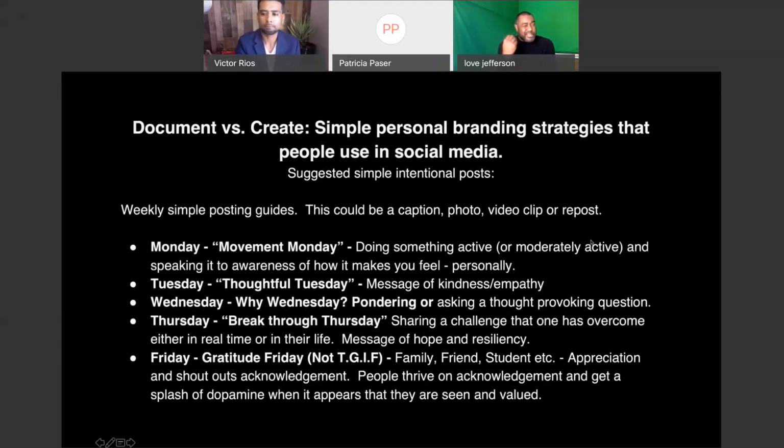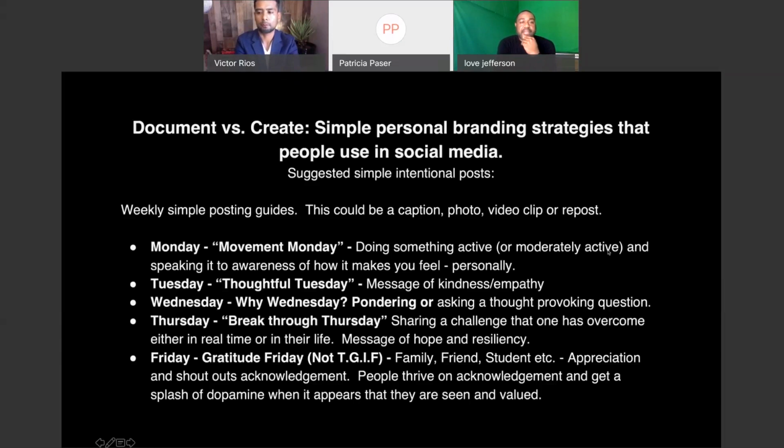Understand what your message is. What is the message we want to get across? What do I want to share or show? A way that we can do that is breaking it down by each day. These are suggestions of a weekly simple posting guide, and this is something that would be done every single week or every other week, because those who want some motivation are going to find out what your motivational quote is. So we'll run down this.